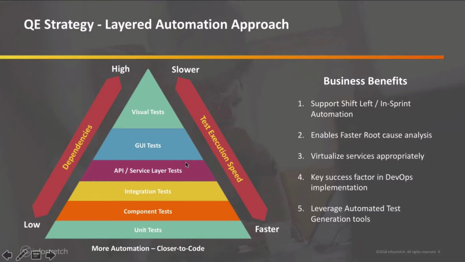what it is indicating is that you want to have more automation closer to the code, which is basically the unit test. Indirectly, it is indicating that you want as much test automation as possible towards the unit test, slowly going from bottom to top. The visual test or the end-to-end test automation should be somewhat limited, but the more automation should be at the unit test, component test, and the integration test.